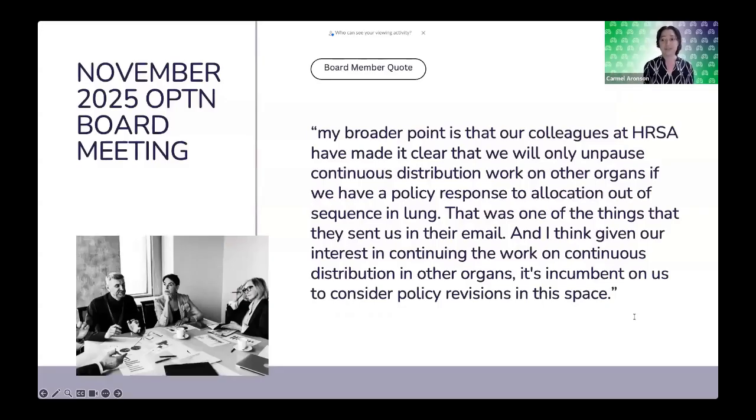Everyone who watched the recording of the November 2025 OPTN board meeting heard a board member share, and I quote, "My broader point is that our colleagues at HRSA have made it clear that we will only unpause continuous distribution work on other organs if we have a policy response to allocation out of sequence in lung. That was one of the things that they sent us in their email. And I think, given our interest in continuing the work on continuous distribution in other organs, it's incumbent on us to consider policy revisions in this space."